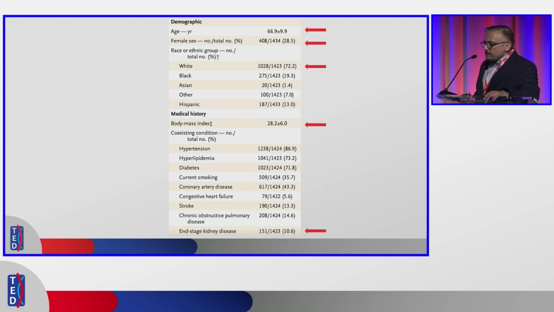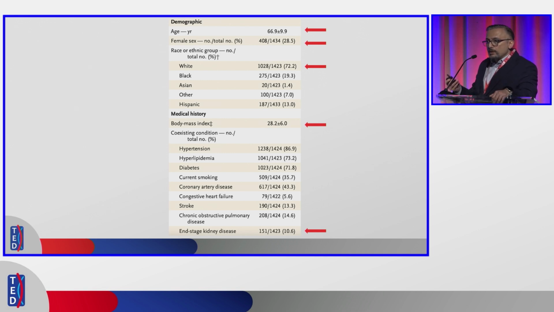No octogenarians. I bet anybody that does more than 300 CLI interventions a year like I do, you definitely see octogenarians. Heck, you see nonagenarians too, right? Definitely do. So octogenarians were out, number one. Only 28.5% of these patients were women. We know women with CLTI do worse than men, right? So definitely underrepresented. So predominantly Caucasian patients, minorities, not very well represented.